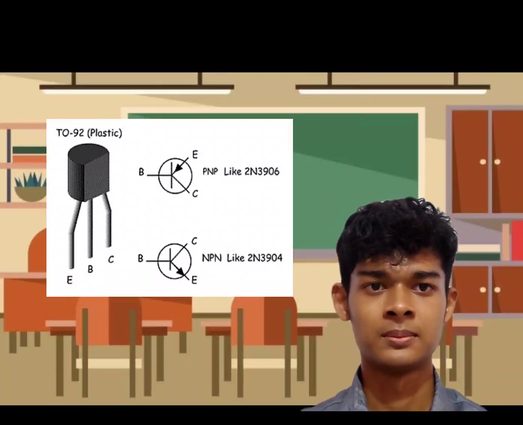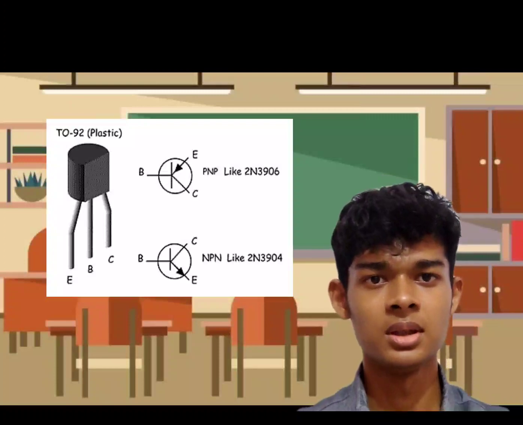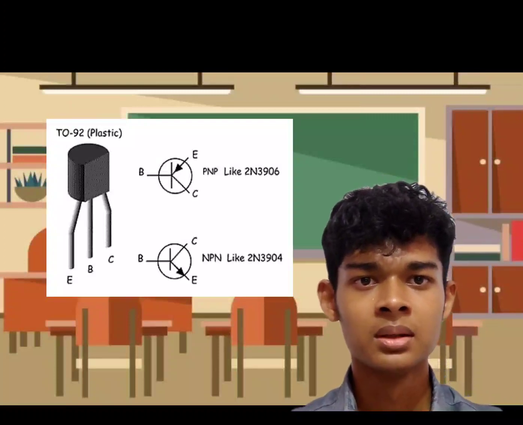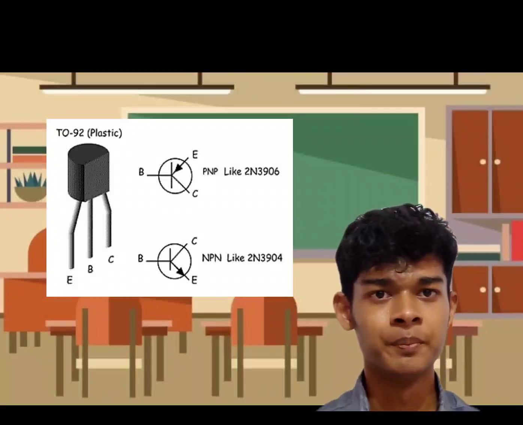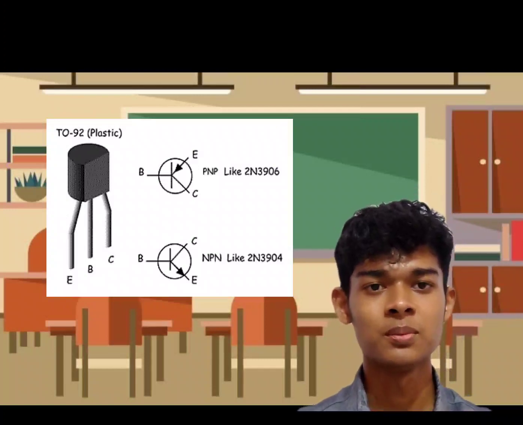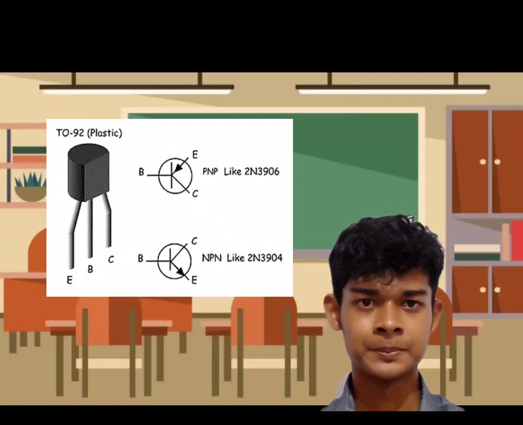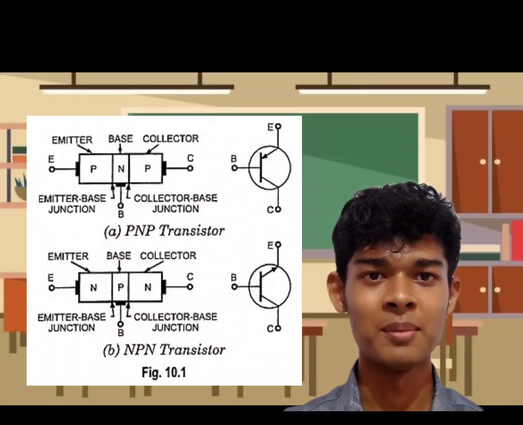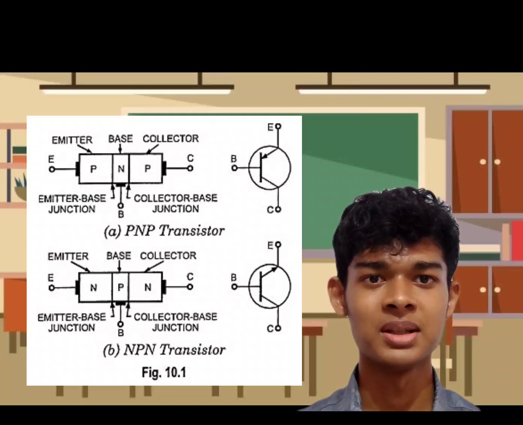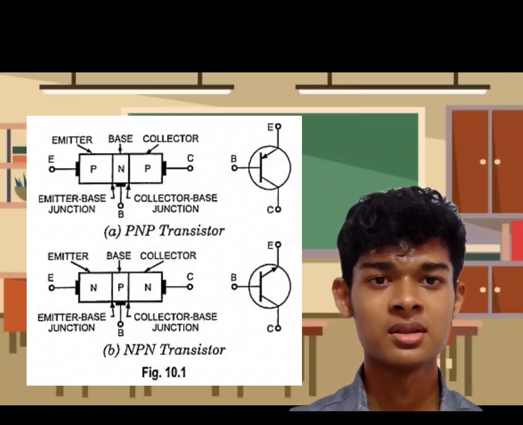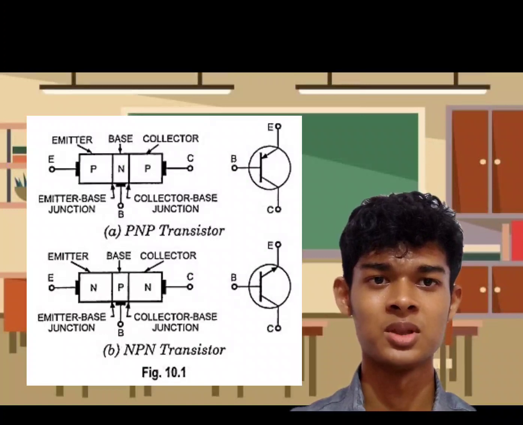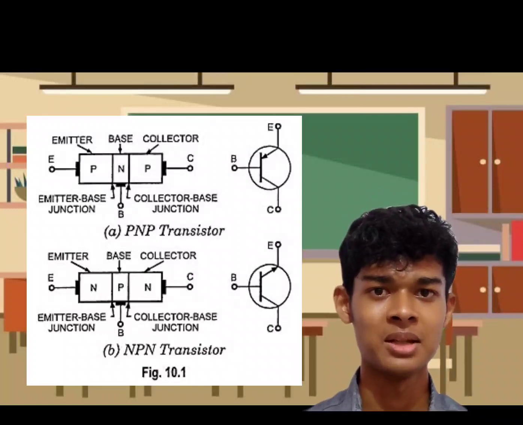In BJT, the emitter is heavily doped, the base is moderately doped, and the collector is slightly doped. It features two junctions, which are emitter base junction and collector base junction. Bipolar junction transistors are of two types, which are NPN transistor and PNP transistor.